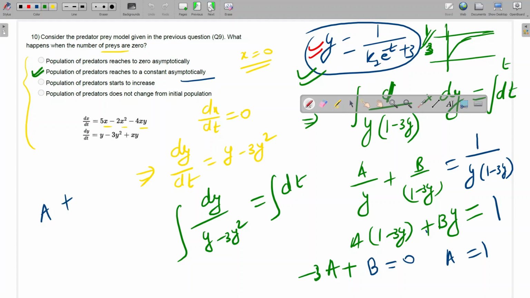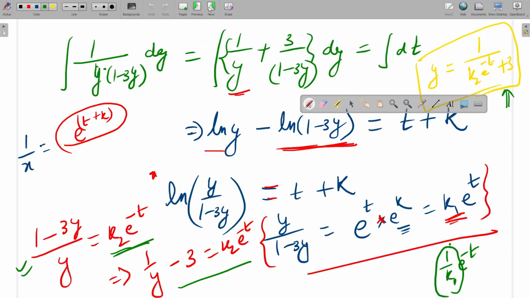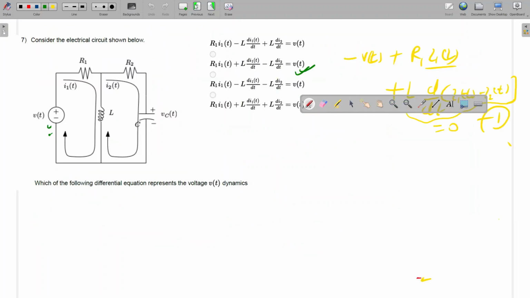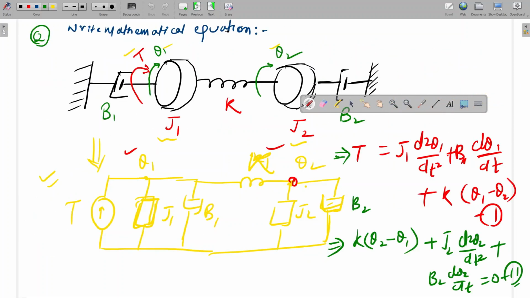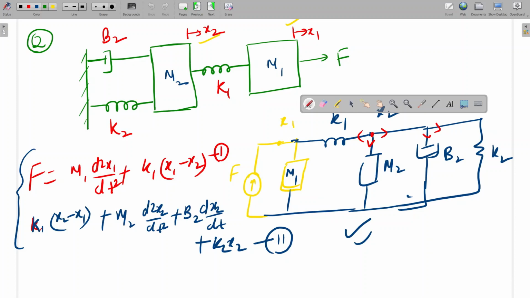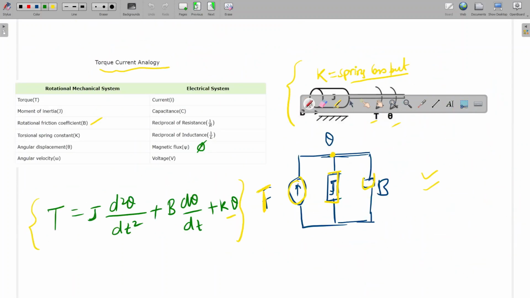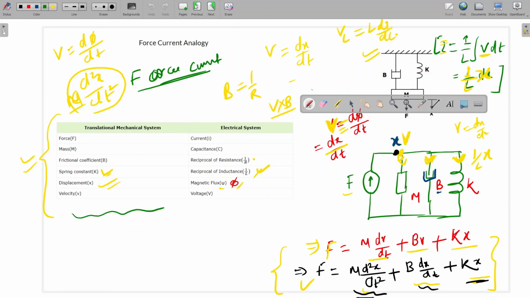Sir, can you tell the algorithm to draw the equivalent circuits for a mechanical system? Okay, I'll repeat once. That is most important, like easy only, but sometimes you forget this kind of question. It can come in exams, like the GATE exam also. So we should know some basics.